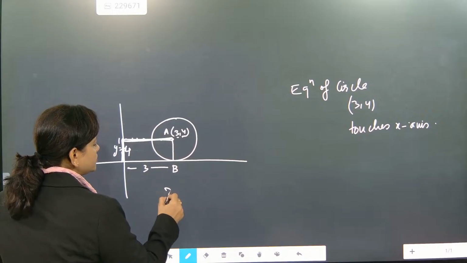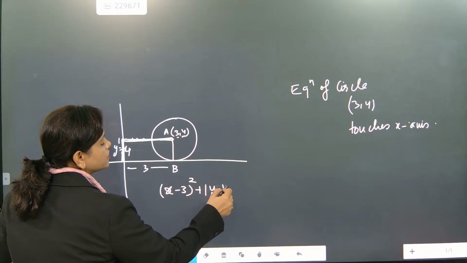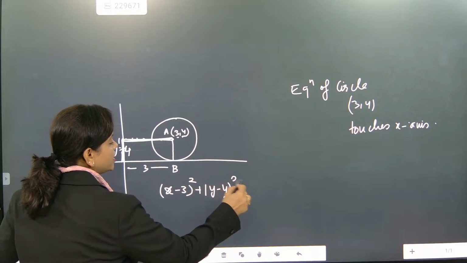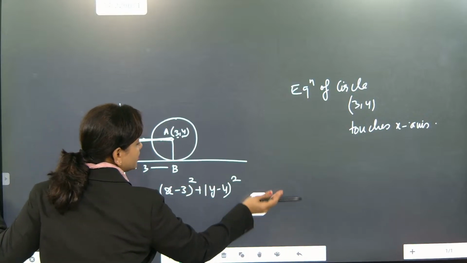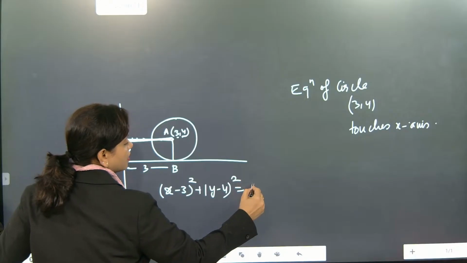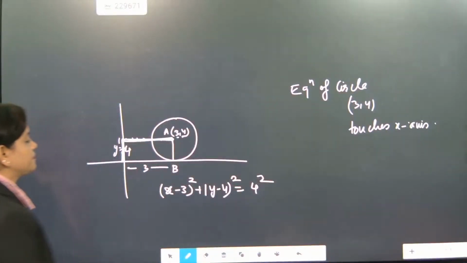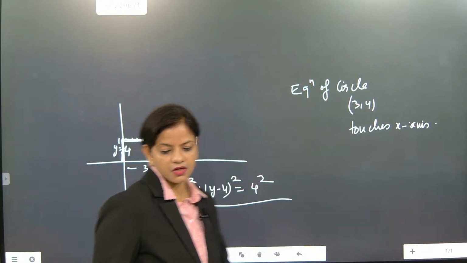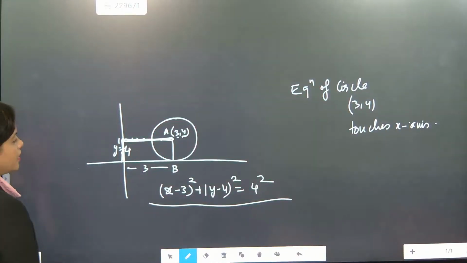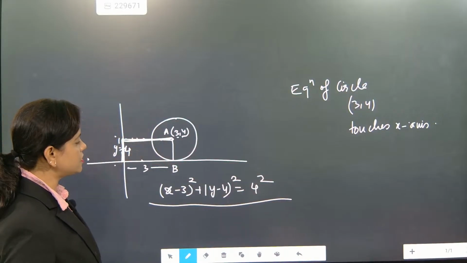Then the equation of the circle is (x minus 3) whole square plus (y minus 4) whole square equals radius square, which is 4 square. This will become the standard equation of the circle. This part is coming as 4, so the radius becomes 4.